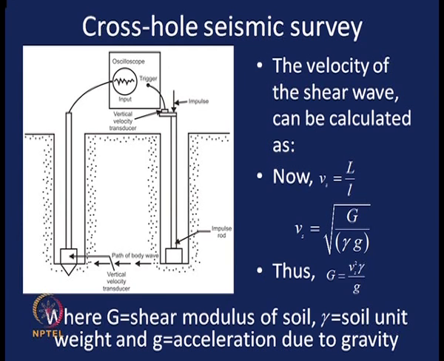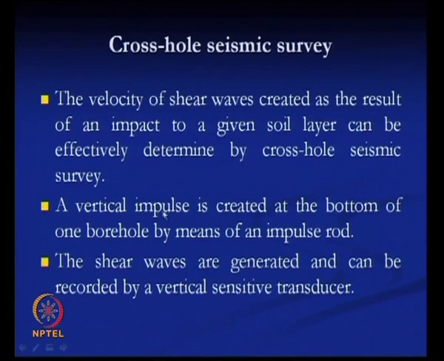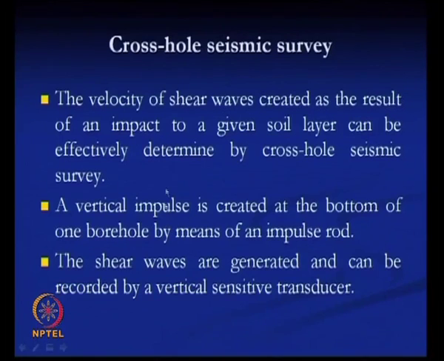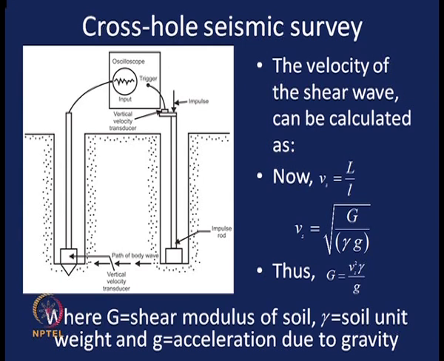create the shear wave. A vertical impulse is created at the bottom of one borehole by means of an impulse load, or impulse rod, and this generates a shear wave. Once the impulse is applied, the shear waves are generated and can be recorded by a vertical sensitive transducer. So here two boreholes are there.